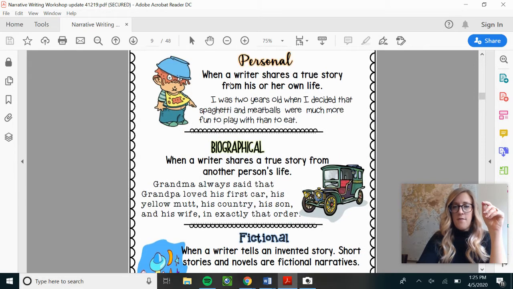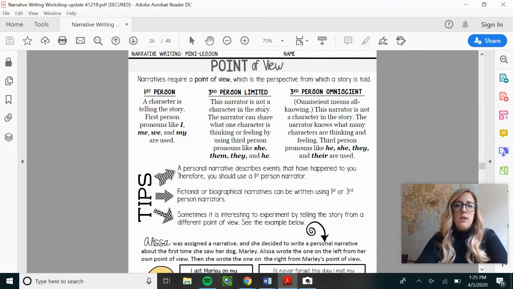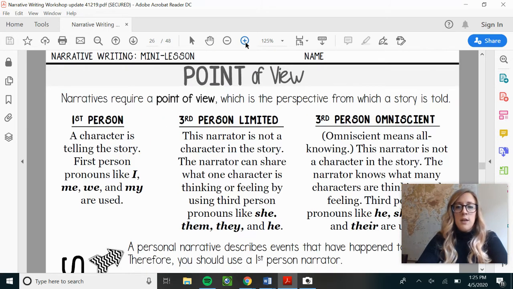Personal, biographical, and fictional. Now, our mini lesson that we're going to do about narratives today is here on page 26. We're going to briefly discuss point of view. Narratives require a point of view, which is the perspective from which a story is told, right? The perspective.